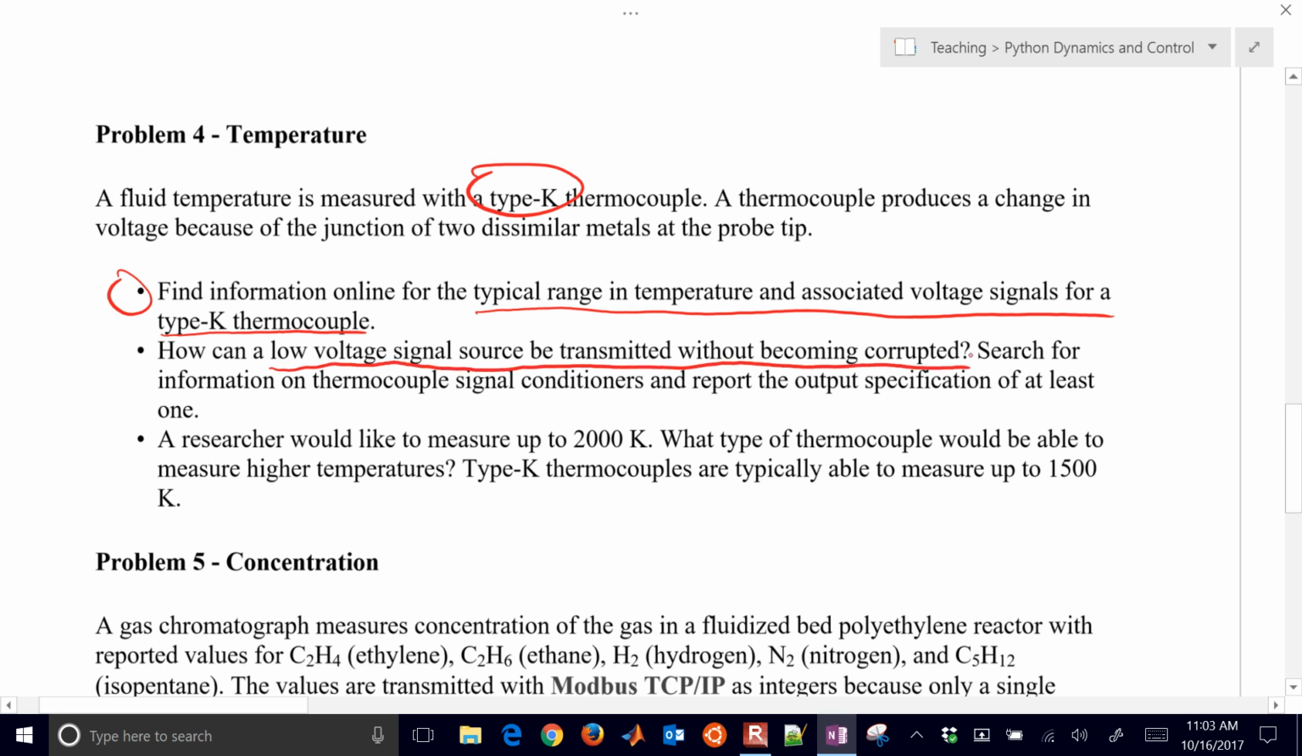Similar to the last problem, we want to think about how we can transmit that signal over a wide temperature range. And so search for information on thermocouple signal conditioners and report on the output specification of at least one. And then maybe you want to go a little bit higher, like 2000 Kelvin, and what type of thermocouple would be able to measure higher temperatures. Type K thermocouples are typically only able to measure about 1350 or so degrees Celsius or 1500 Kelvin.